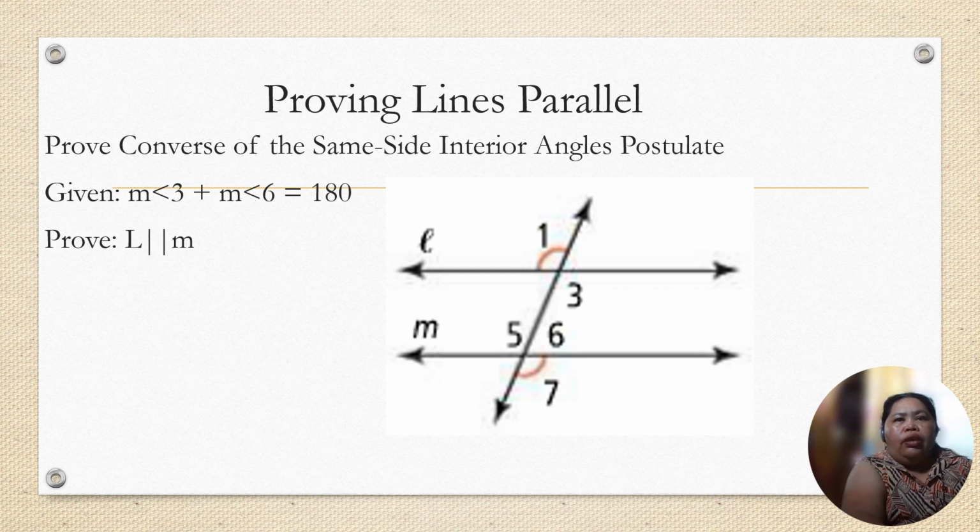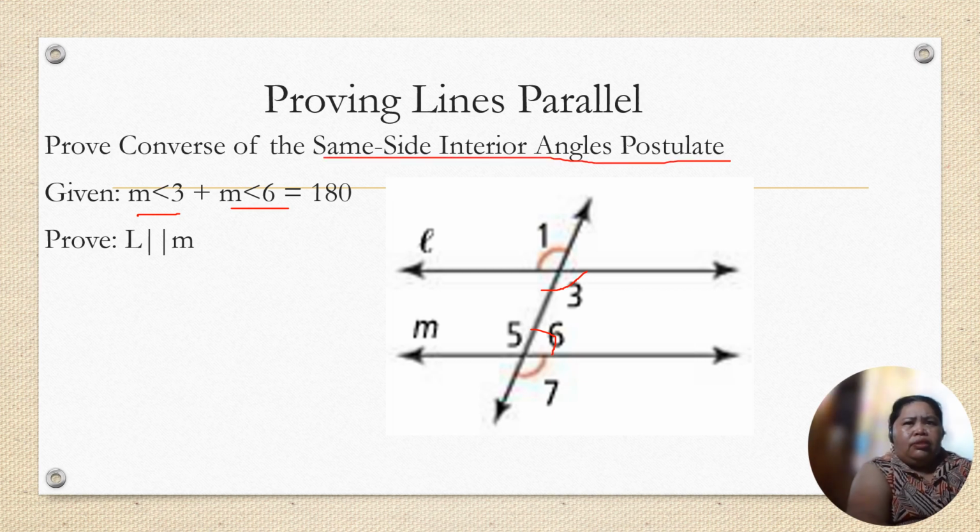Okay, so here we're referring to angles: measure of angle 3 plus measure of angle 6 is equal to 180. So these are the angles that we refer to, no? So we could say that line L is parallel to line M. That is through the same side interior angles postulate. Okay, next.